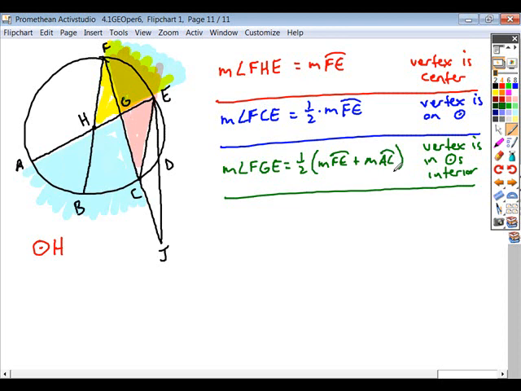Once again, I'll go through some examples of these tomorrow. I just want to introduce the equations, so when we do the examples, you will have at least seen this before. Okay, the final example is an angle where the vertex is in the circle's exterior.